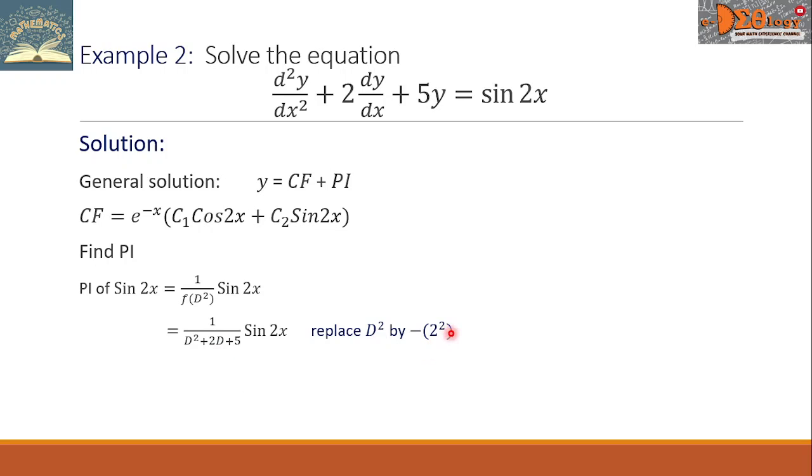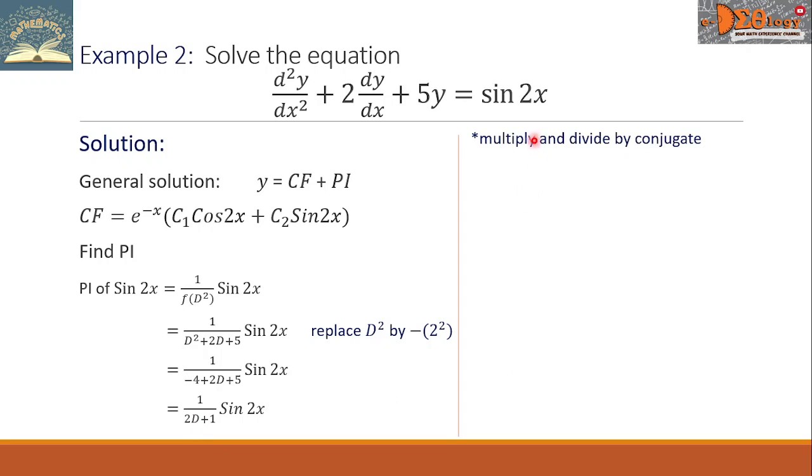One more thing, we are going to replace the values of D squared only, not the D. So this negative 2 squared will be negative 4. Substituting that value for the D squared, it will be like this. Then we combine this negative 4 with a 5. We have now this 2D plus 1 in the denominator. In this case, there is a value of D.